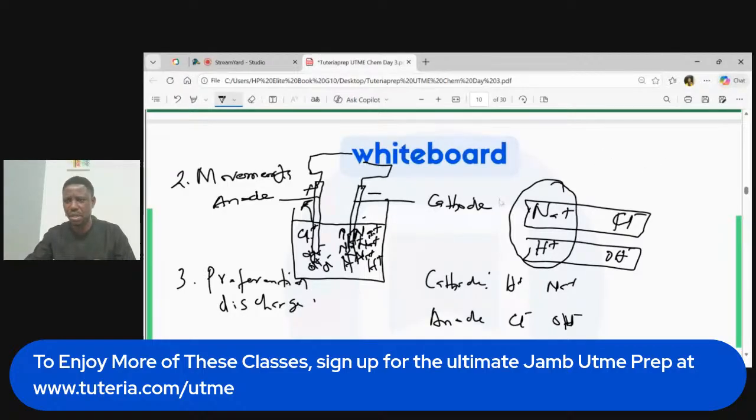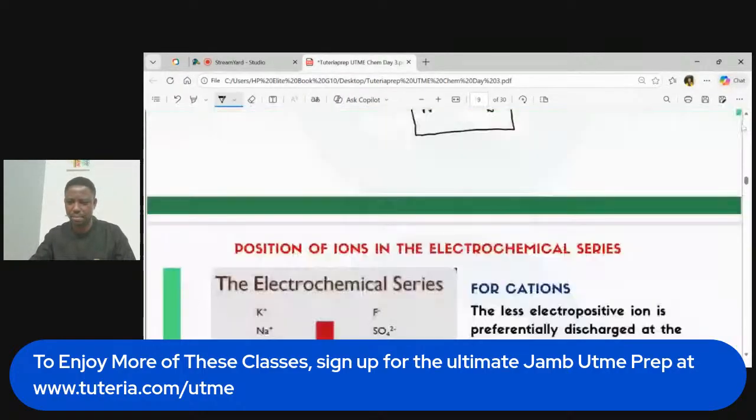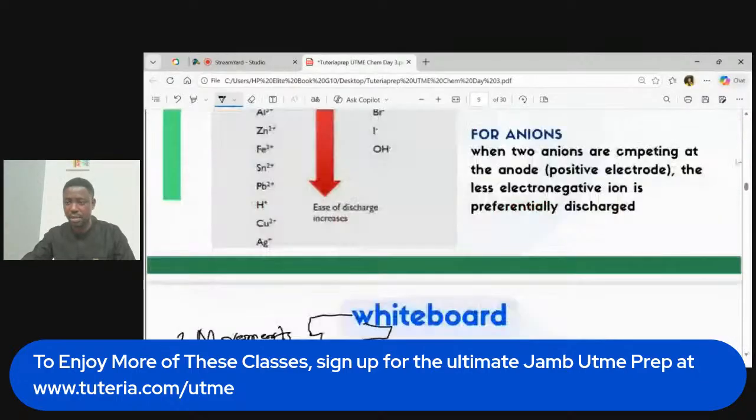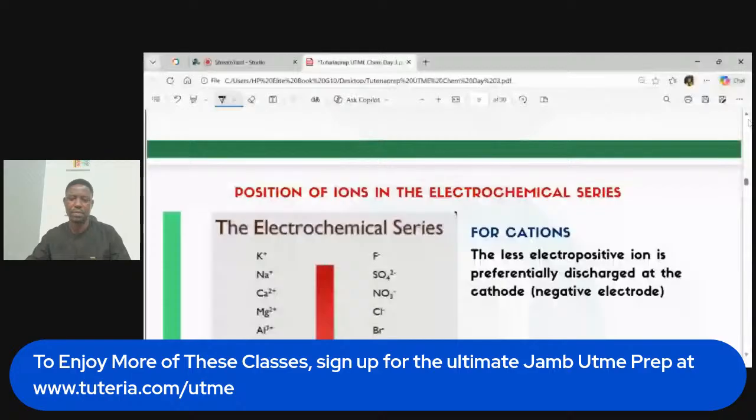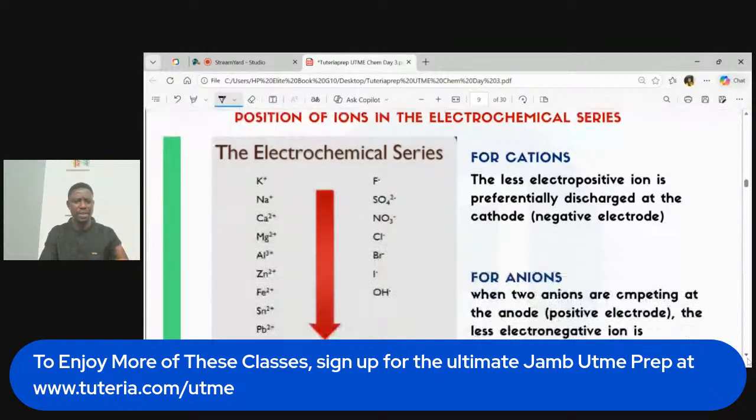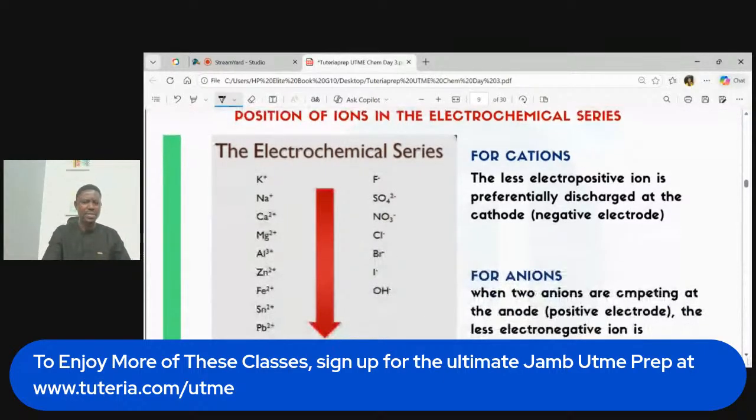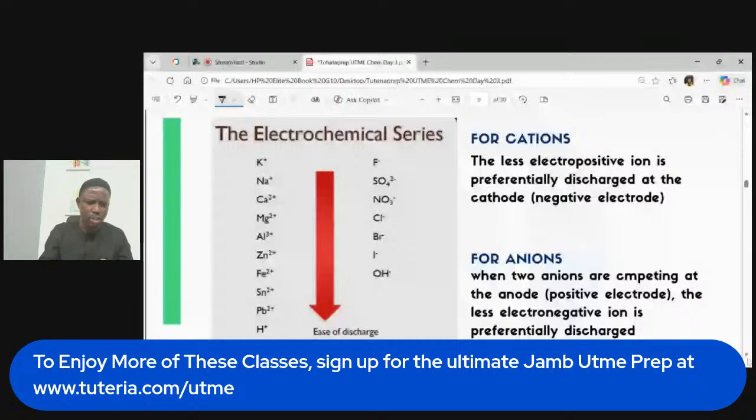Let me just show you the cations electrochemical series. So you see the cations and the anions involved. Okay, so this is the electrochemical series. The electrochemical series helps us to actually see, when two ions are competing at the electrolyte, which of them will be preferentially discharged and which of them will remain in solution. I believe that I've been able to put this in the right perspective, so that at least you'll be able to understand this.